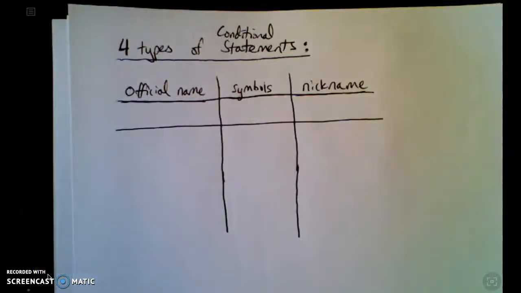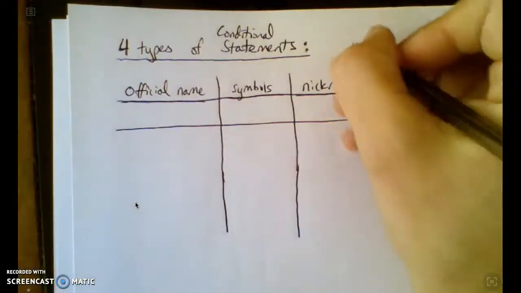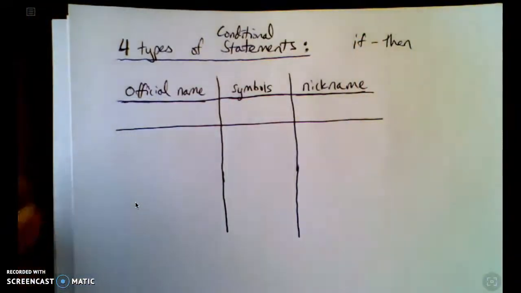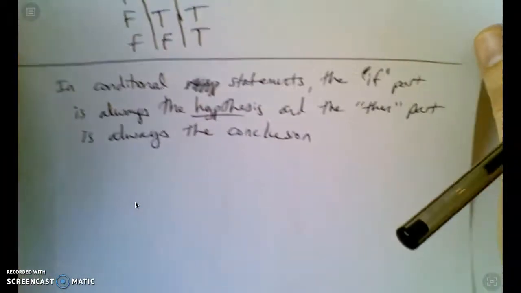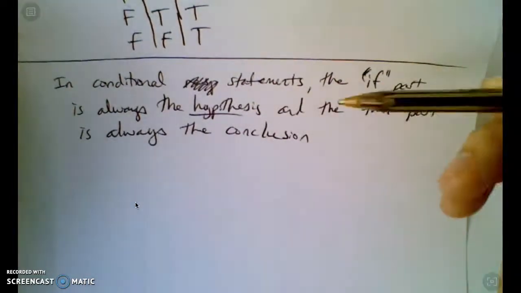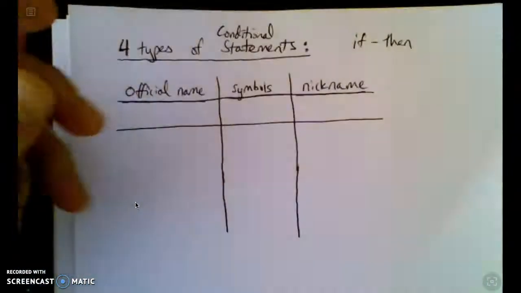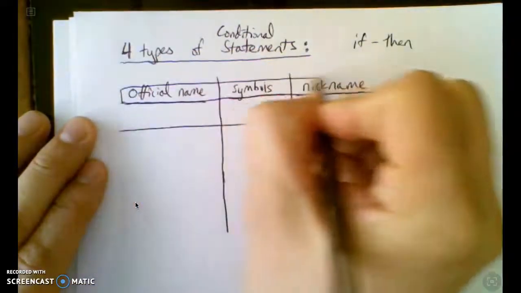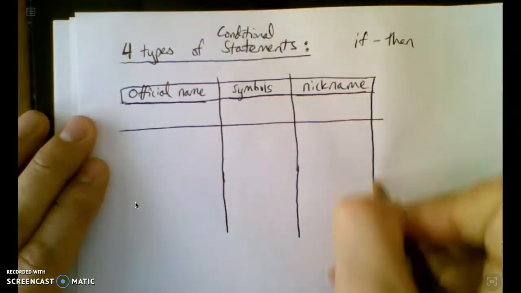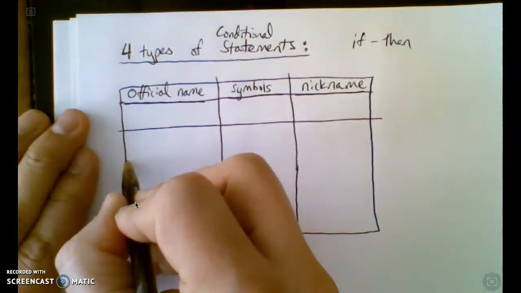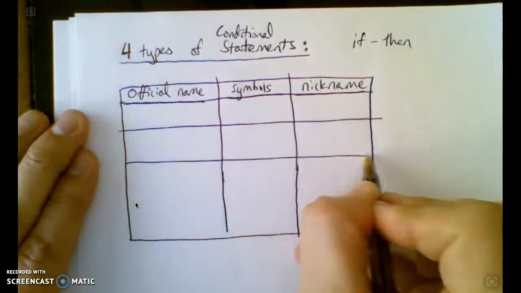All right, so we've already talked about conditional statements, which are if-then statements, right? One thing to note is that in conditional statements, the if part is always considered the hypothesis and the then part is always considered the conclusion. Because, and I don't know if they teach this in geometry anymore, but they used to. We're going to make a little table here because there's like 4 types of conditional statements, and they're used so often that they got special names.